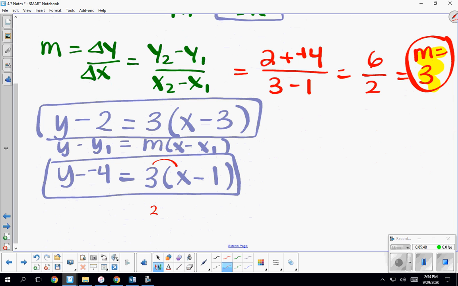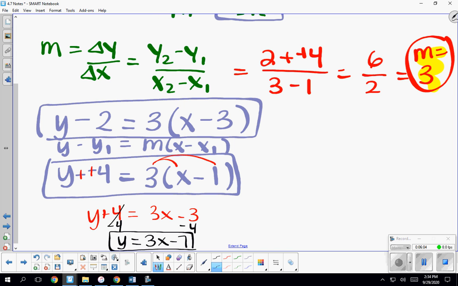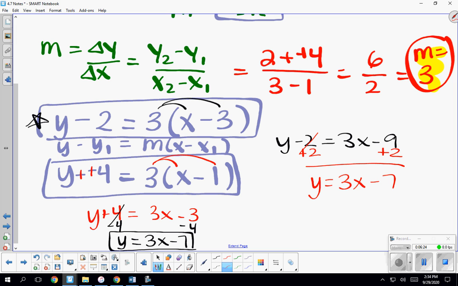So here, if I distribute, I get 3x minus 3. Here, I'll get y plus 4. And if I get y by itself, I'm going to subtract 4 from both sides. So I'll get y equals 3x minus 7. If we were to do the same thing with this other equation, we'll get the same answer. So if I distribute, I'll get 3x minus 9. And now if I get y by itself, I'll still get y equals 3x minus 7. Either equation is correct.